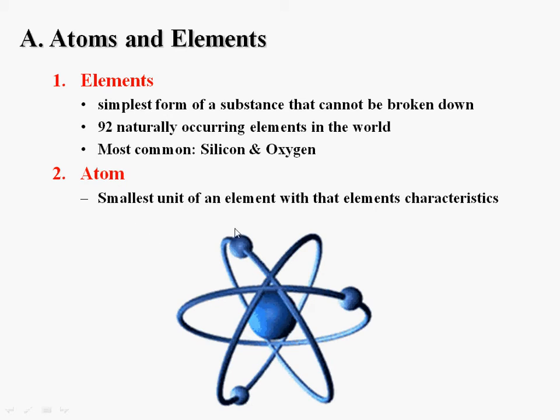So an atom is the smallest unit of an element. So if we take one atom of an element, that's the smallest you can get of that substance that cannot be broken down. Now, that being said, that's where it has its chemical and physical properties.